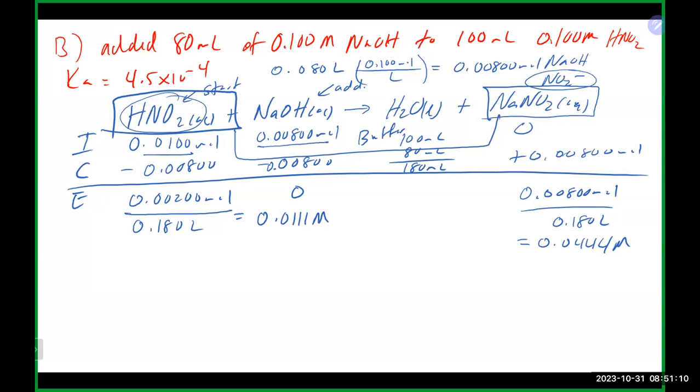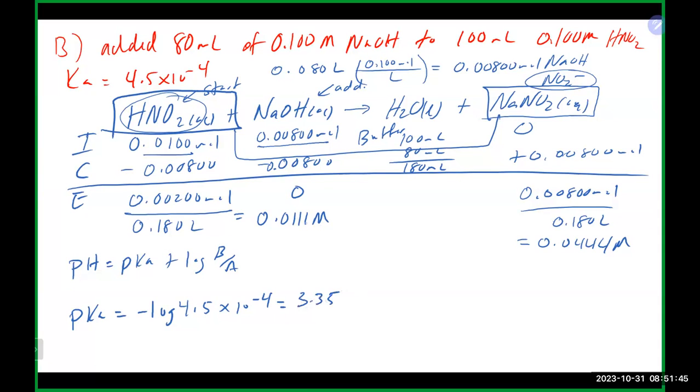So because it is a buffer, we can go into the Henderson-Hasselbalch equation. Once again, you could do a Ka table with HNO2. You want to make sure you have initial on both sides if you choose to do that. But I'm going to do the Henderson-Hasselbalch, which is our pKa plus the log of the base over the acid. We do need a pKa value here. So pKa would be minus the log of 4.5 times 10 to the minus 4. And that's going to give me 3.35 looks like. So putting that in will get us 3.35 plus the log.